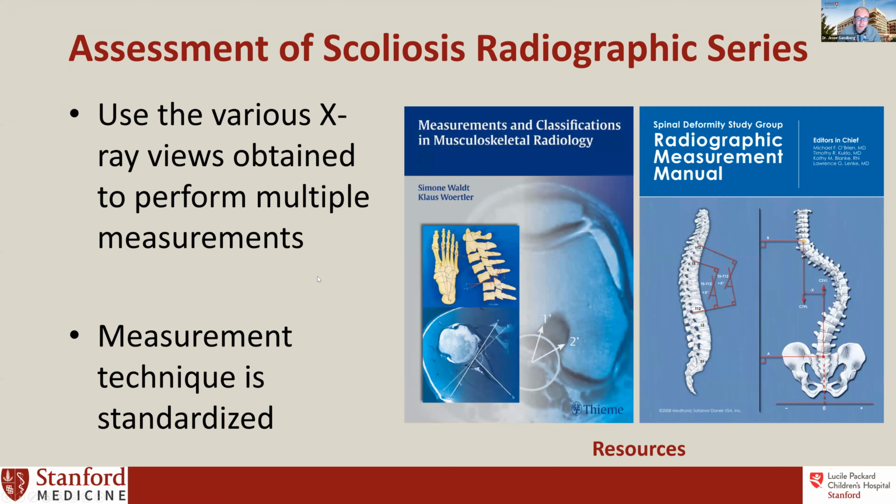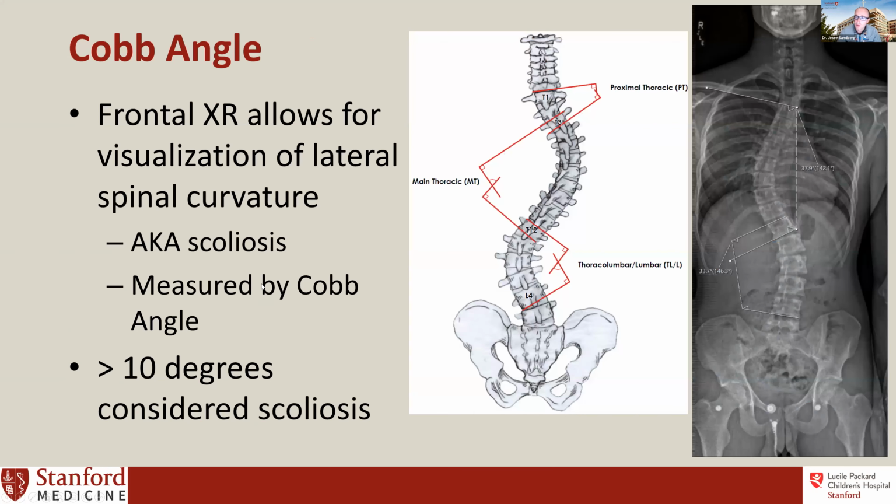All right, so how, as a radiologist, do I know what I'm looking at? There are all these measurements, all these numbers, and that's really all for orthopedic surgery and all orthopedic imaging. But we have two great books here, Measurements and Classification in MSK Radiology, and this Spinal Deformity Study Group book that we have in all of our reading rooms, and actually as a PDF version. So it's a really great resource, and all measurement techniques are standardized. So we're just not making up numbers and measurements. It's all standardized. So the most important, that I think all of you are probably aware of, is the Cobb angle.